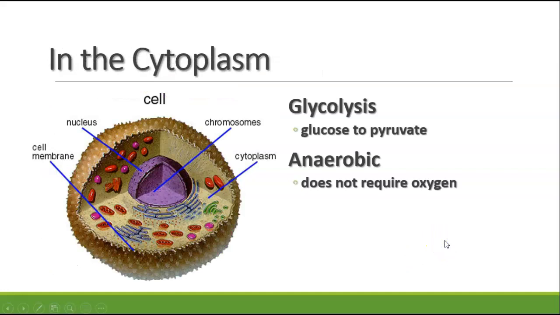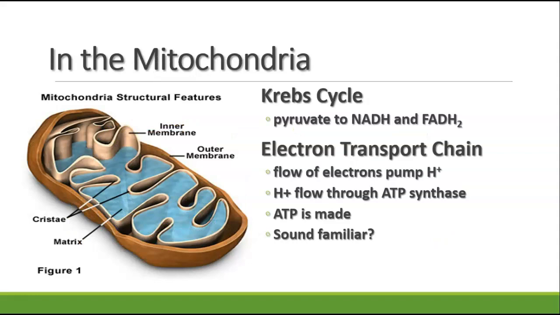So glycolysis occurs in the cytoplasm. In this process, the glucose is changed into pyruvate. Pyruvate is a three-carbon molecule that's more or less half of a glucose molecule. It is an anaerobic process. It does not require oxygen. Then in the mitochondrion, the Krebs cycle occurs in the matrix of the mitochondrion, in the cytoplasm part of the mitochondrion here, and it's going to convert the pyruvate to NADH and FADH2, energy-carrying molecules, and produce a little bit of ATP along the way.